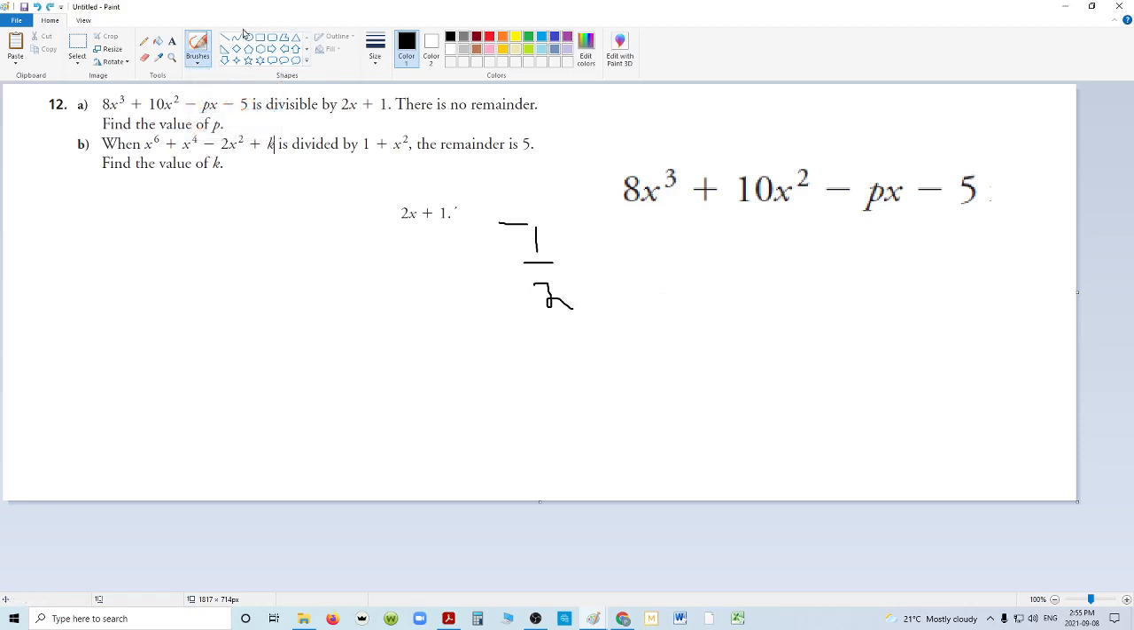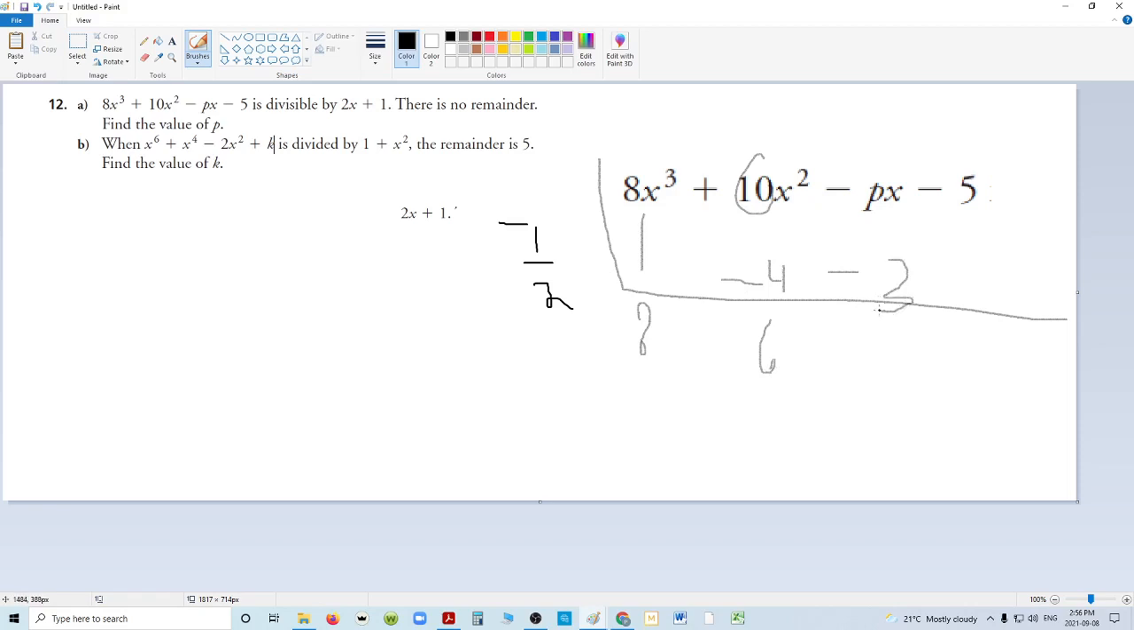Okay, let's lower each number. Let's just use the numbers that are there. When I lower the 8 and multiply by negative a half, I get negative 4. So keep in mind that's going to be halved. When I add these, 10 plus minus 4, I get 6. When I multiply by half, I get negative 3.